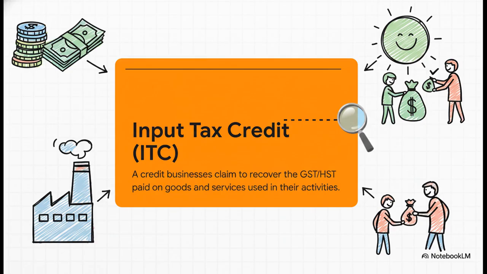So the furniture maker gets a credit for the tax they paid to the lumber mill, and the retailer gets a credit for the tax they paid to the furniture maker. This whole process ensures that the tax doesn't cascade or build up and become a hidden cost. It means the full weight of the tax is only ever paid by the final person in the chain, the consumer.